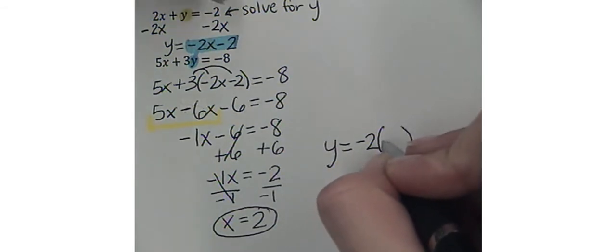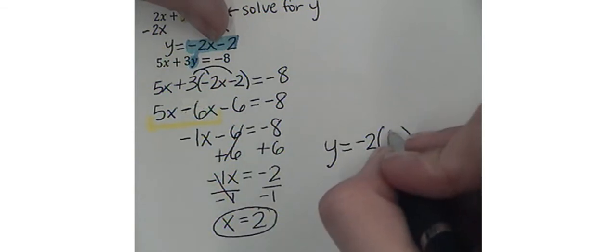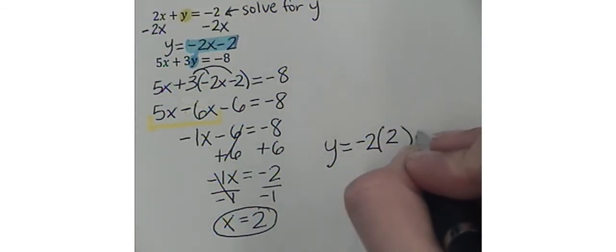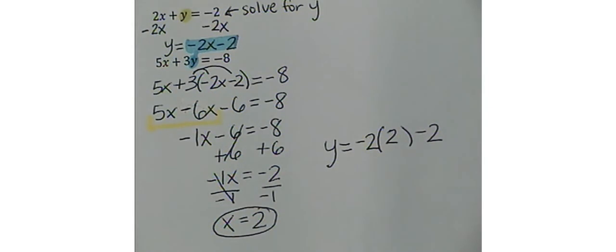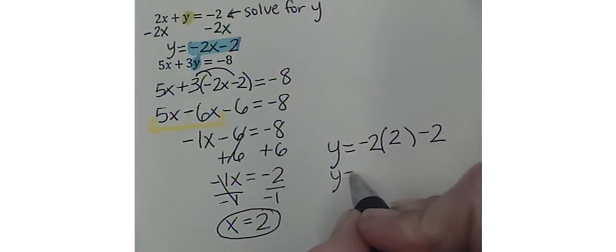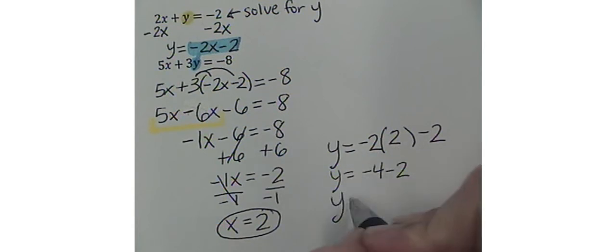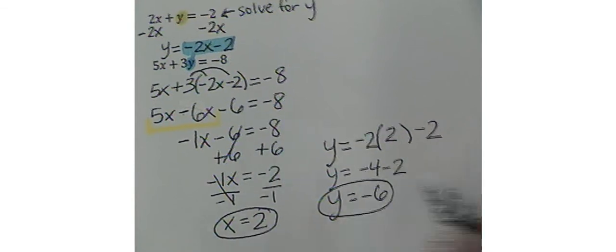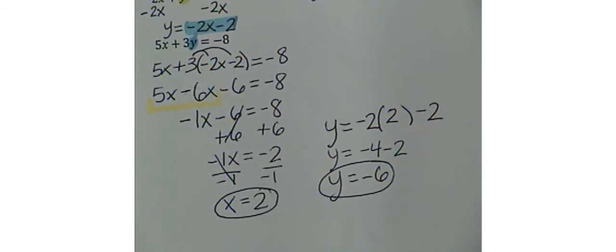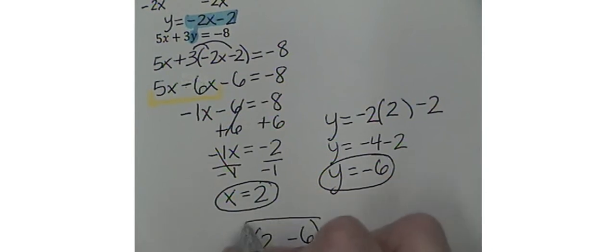This is an x right here. So I'm plugging in what x equals, which is 2, substituting it in, minus 2. This is negative 4 minus 2, so it's negative 6. So the answer is 2, negative 6.